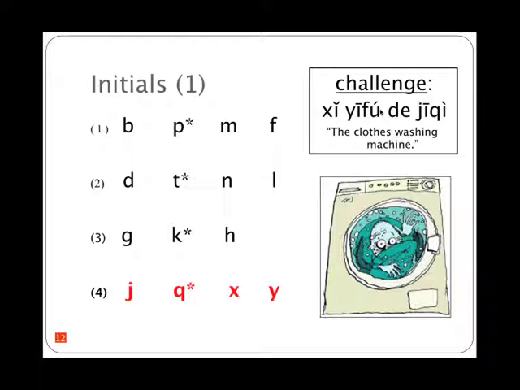How about a challenge? You can say 洗衣服的机器, and this literally means the clothes washing machine, the machine that washes clothes. One syllable at a time. 洗衣服的机器，洗衣服的机器，洗衣服的机器.